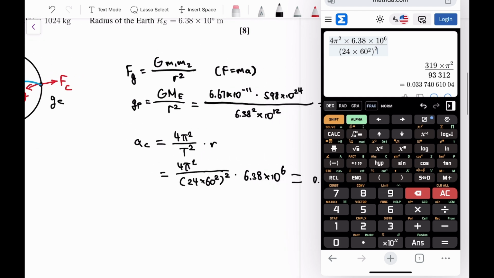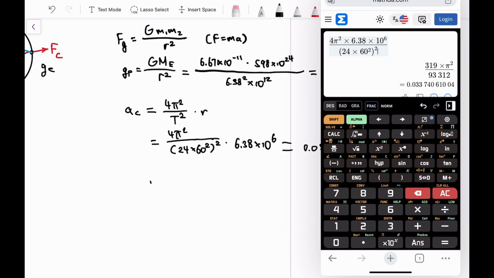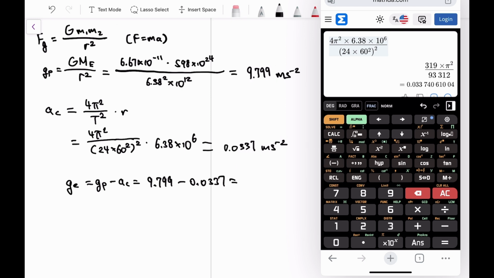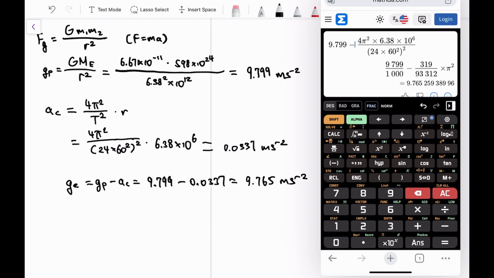Okay, now I will leave the calculator right over here, because we need to do a subtraction right afterwards. So now in order to calculate GE, we have to subtract the centripetal acceleration from GP, and this will be equal to 9.799 minus 0.0337, which we can just directly input over here. 9.799 minus that, rounded to 3 decimal places, will be 9.765 meters per second squared. Okay.